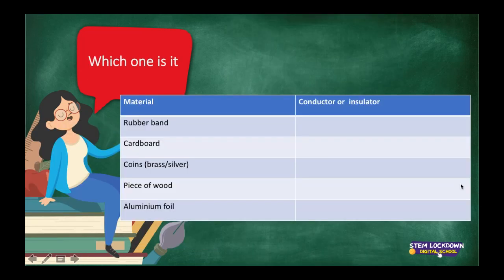All right, now I want us to give this a try. I would like you to tell me, is a rubber band a conductor or an insulator? Is a rubber band a conductor or is it an insulator? Is a rubber band a conductor or an insulator? Let's see what we have.